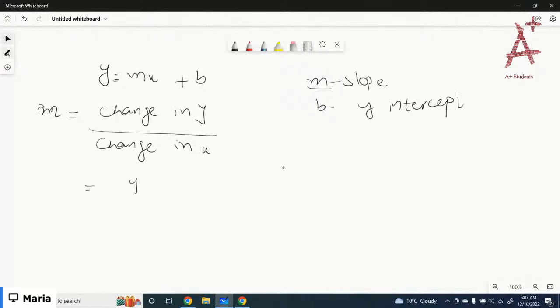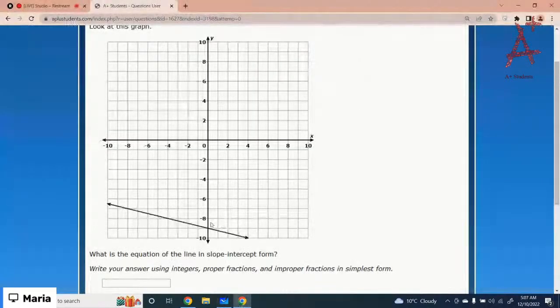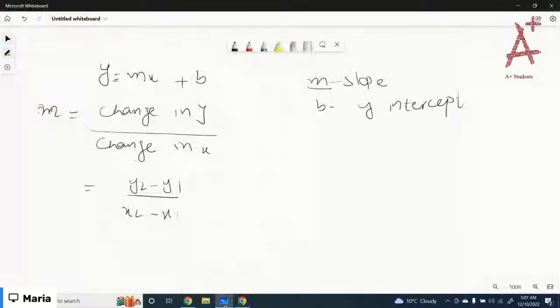You can write it as y2 minus y1 divided by x2 minus x1. Got it? Okay, let's just find any 2 points on the graph. Here is the first one: x is -4, y is -8. So the point is (-4, -8).